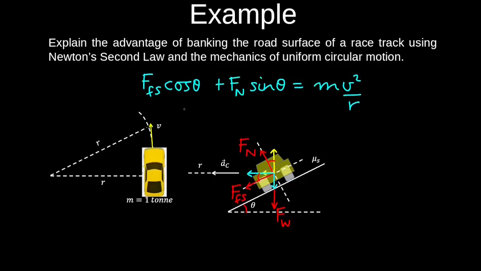So as we can see, as theta goes to 0, which resembles a flat surface, then only the friction force is going to contribute to the centripetal acceleration. But in the general case where we have a banked road, then we can see that the normal force and the static friction force contribute to the centripetal acceleration. So consequently, the car can travel faster on a banked road.